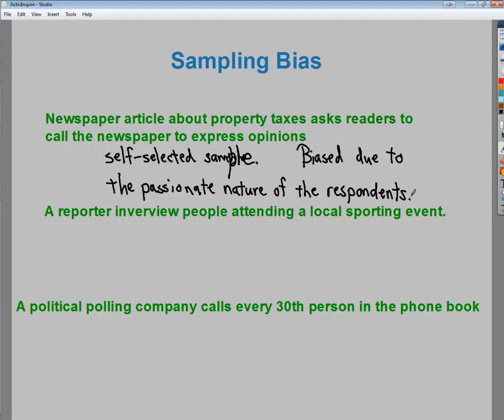The next one says, a reporter interviews people attending a local sporting event. Well, this is a convenience sample, and this is biased because there's a little bit more homogeneous feel to how it goes. You're basically going to get sports fans.